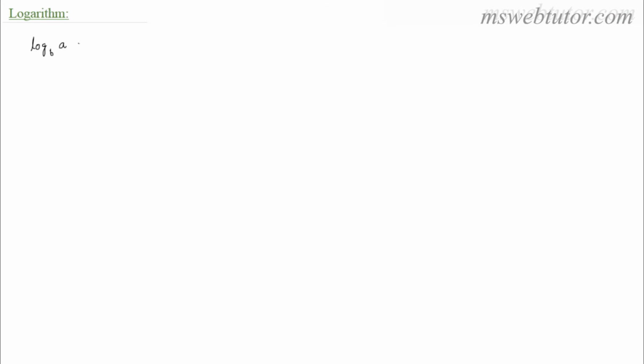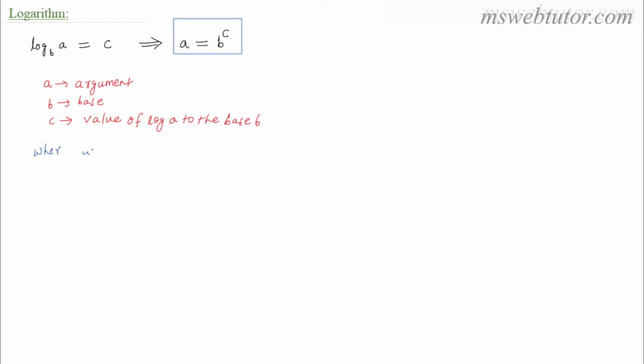In this section, we learn about the logarithm function. If you come across a function like this, then LOG means logarithm function, where A is the argument, B is the base, and C is the value of the logarithm of A to the base B. And we can write A is equal to B raised to power C, where A can be any positive value greater than 0 and B can be any positive value greater than 0 except 1.